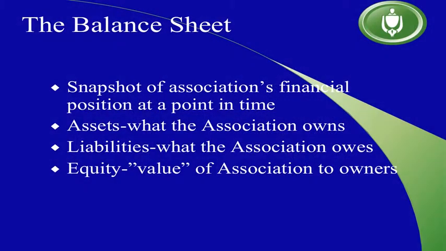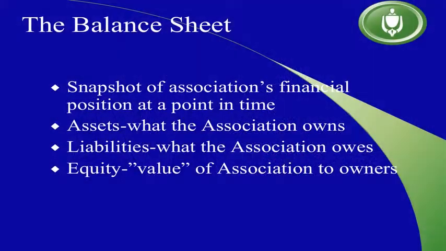After all of the buckets have been filled by these transactions, they ultimately result into financial statements, the balance sheet and the income statement. The first financial statement that we'll talk about is the balance sheet. The balance sheet is a snapshot of your association's financial position at any point in time. A balance sheet today is going to be different than a balance sheet tomorrow because you more than likely will have collected money from a homeowner or have written a check to a vendor.